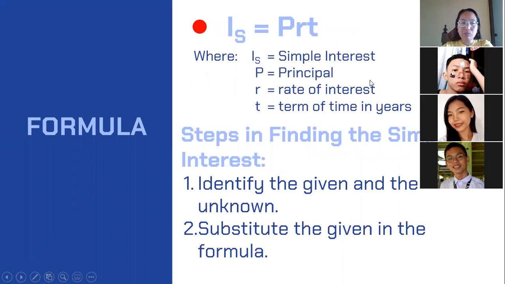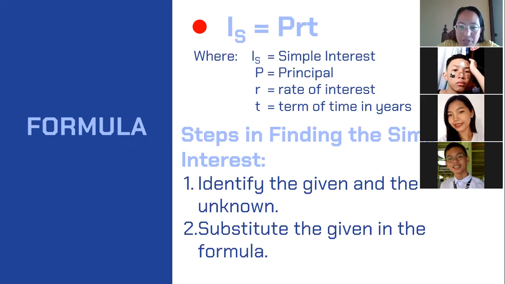So this is the first formula that you have to remember, which is the very simple formula under business math, which is I sub S equals PRT, where I sub S is the simple interest, P is the principal, R is the rate of interest or just the rate, and T is the term or the time in years. So it's always in terms of years, ha? So just in case in your problem, the given time is in months, so you need to convert that into years. So you know already that 1 year consists of 12 months. Okay po. So it can be 1.5, 1, it can be a whole number or a rational number in general.